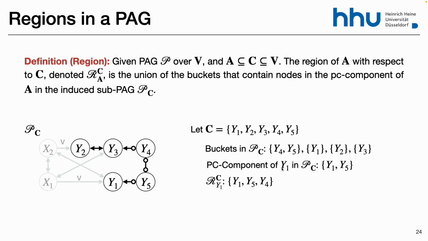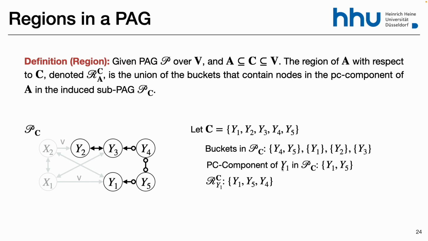Yeah. Okay, because y1 and y4 are conditionally independent. Right. The region of A is just completely arbitrary, right? We can choose whatever we want. Yes. Or does it make sense to have A be a bucket, for example? A and B? The region of A with respect to C, I guess by definition you would always have the whole bucket of A in that region. Yeah, right? So there's only one bucket.